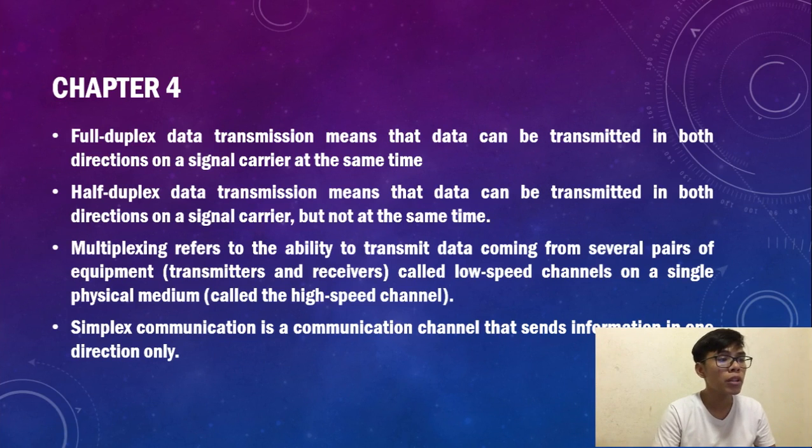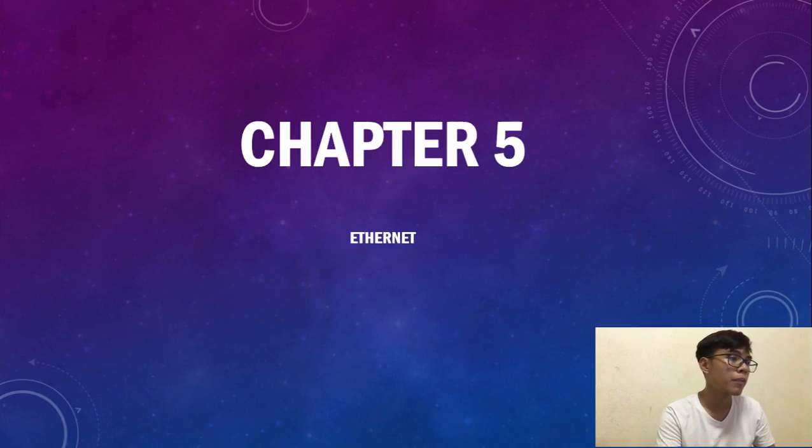Multiplexing refers to the ability to transmit data coming from several pairs of equipment, transmitters and receivers called low-speed channels, on a single physical medium called the high-speed channel. While simplex communication is a communication channel that sends information in one direction only. So the answer for this is full duplex, because it can transmit data in both directions and at the same time. So chapter 5, the Ethernet.